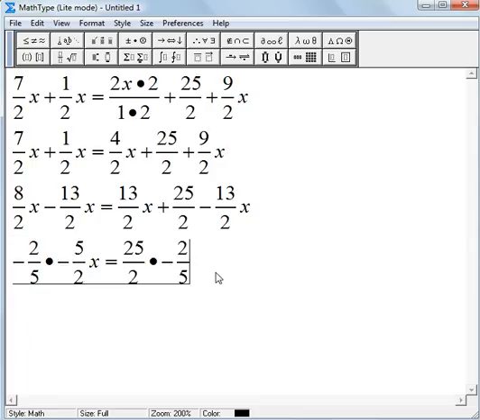Now when you multiply negative 2/5 times negative 5/2, that's equal to 1. So you're going to have 1x, but 1x is the same thing as just x. And then when you multiply 25 over 2 times negative 2 over 5, you're going to have negative 50 over 10. And this fraction can be simplified. Negative 50 over 10 is the same thing as negative 5. And this is how you solve this equation with fractions. I hope this helps.